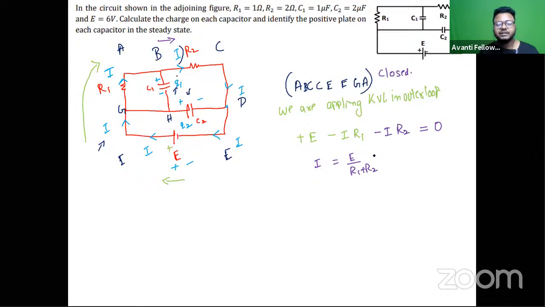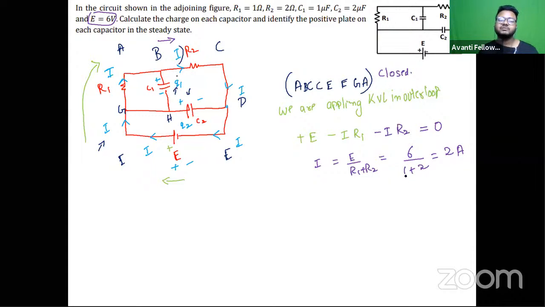So how much will be the value that you'll get? E value they have given in the question, E as 6 volt. So you can write 6 by R1, which they have given as 1 ohm, and R2 as 2 ohm. So 1 plus 2, and you'll get 6 by 3, that is 2 ampere.